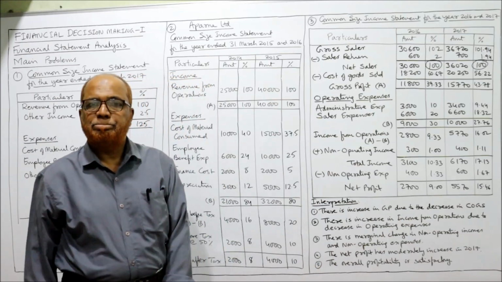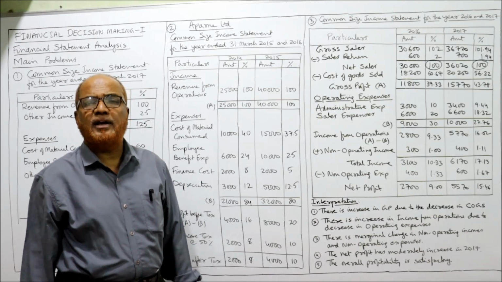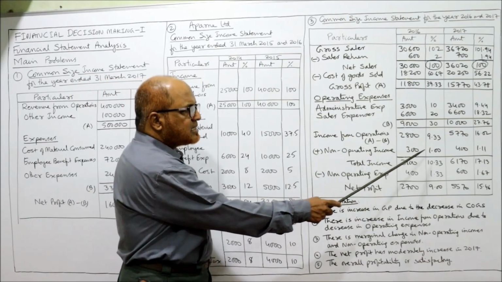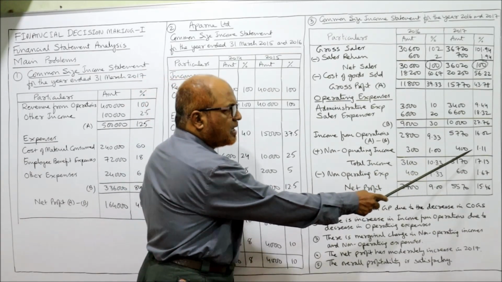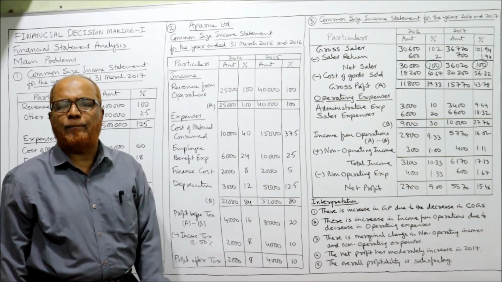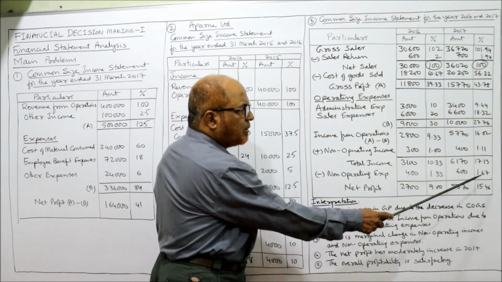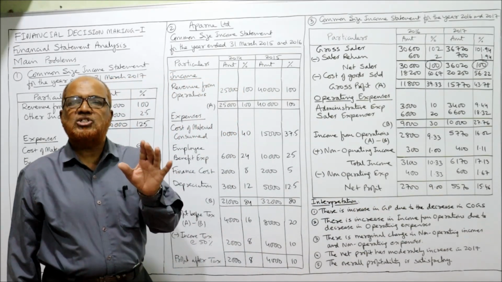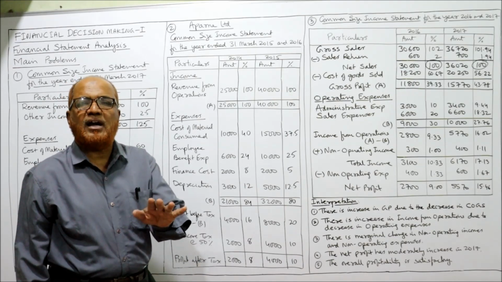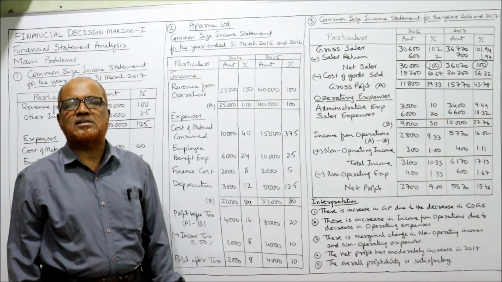Second one done. Now third one. There is marginal change in non-operating income and non-operating expenses. You see, non-operating income last year was only 1% and current year 1.11%. Small change in non-operating income. Similarly, non-operating expenses last year 1.33, current year 1.67. Slight change in non-operating expenses. So there is no significant change in non-operating income and non-operating expenses.